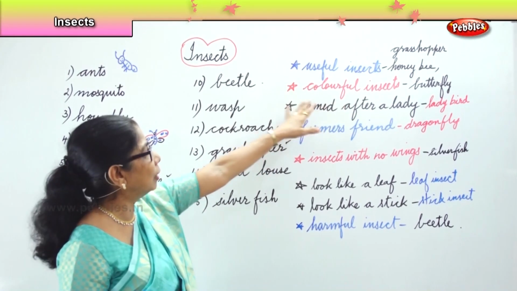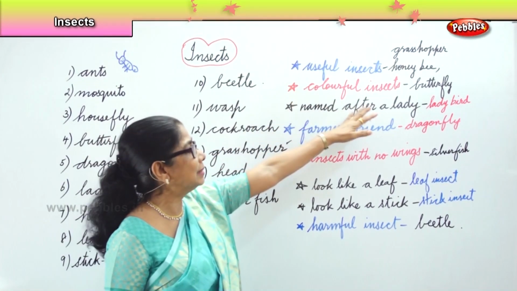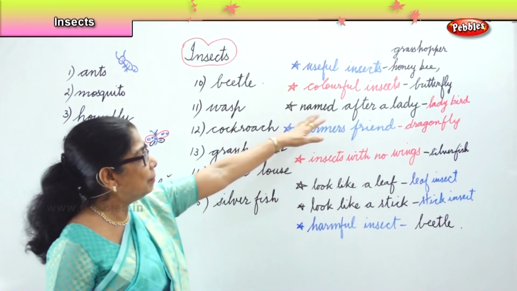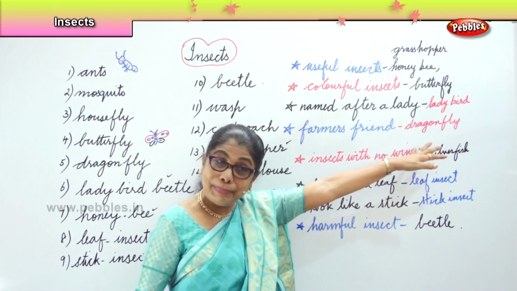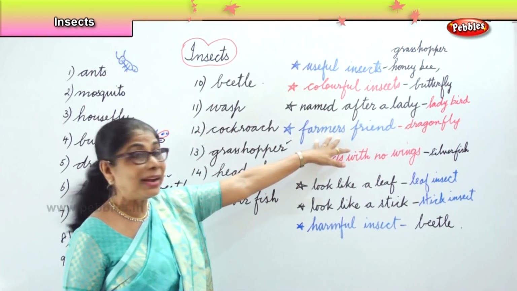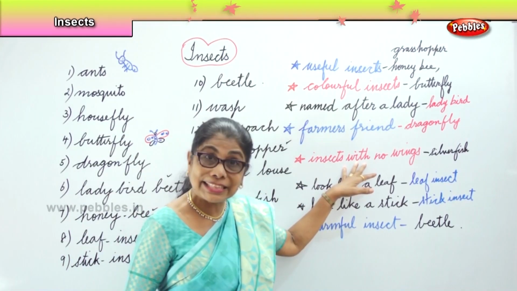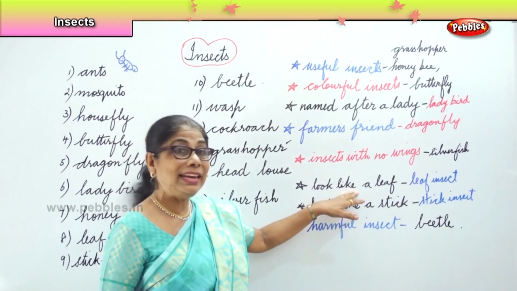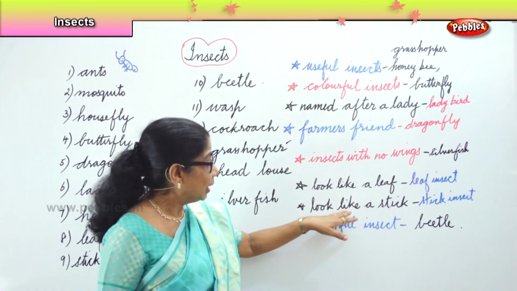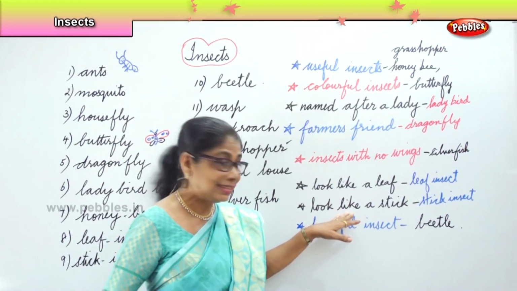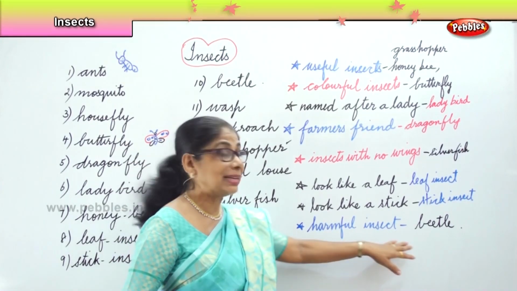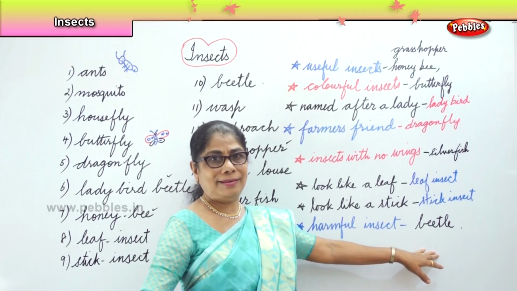Grasshopper, honeybee are useful. Colorful insects are butterflies, named after ladies, the ladybird beetle. Farmer's friend is a dragonfly. Insect with no wings is a silverfish. Look like a leaf is a leaf insect. Look like a stick is a stick insect. And harmful insect is a beetle. Okay?